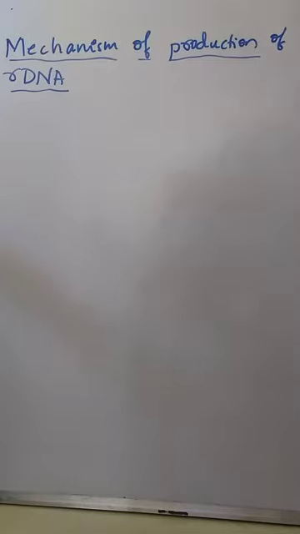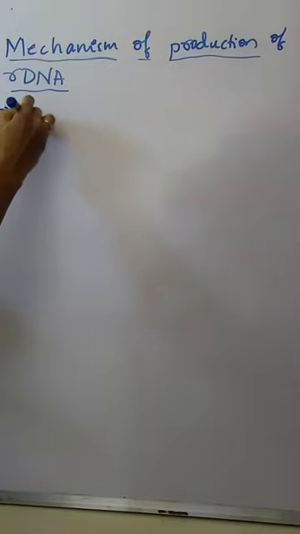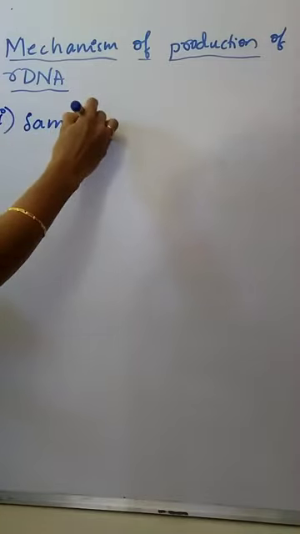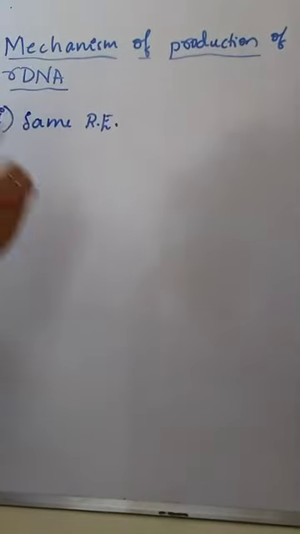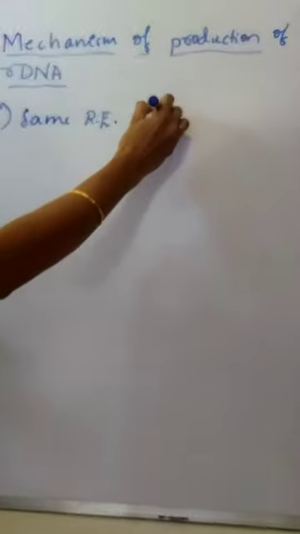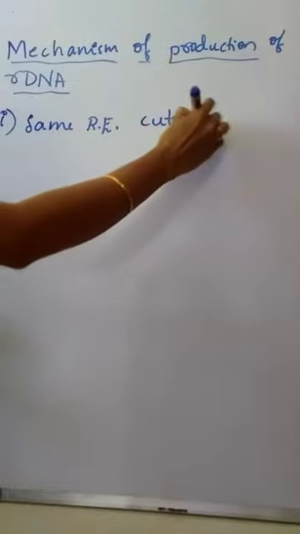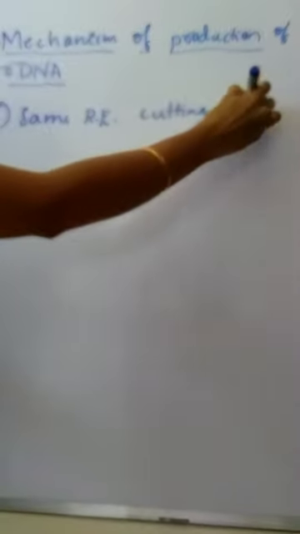The mechanism of production of rDNA mainly includes 4 steps. One is, by using a particular restriction enzyme, the foreign DNA as well as the vector DNA are cut at a specific point using the same restriction enzyme. Using a specific restriction enzyme, we cut both the foreign DNA and the vector DNA, or plasmid DNA.